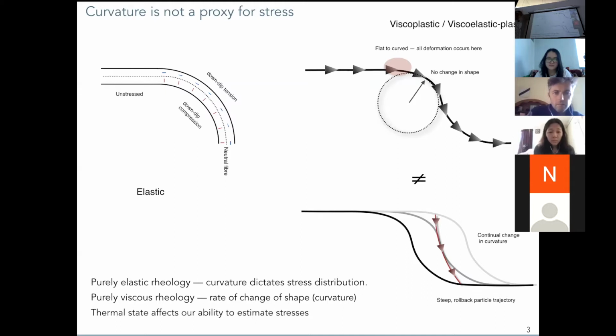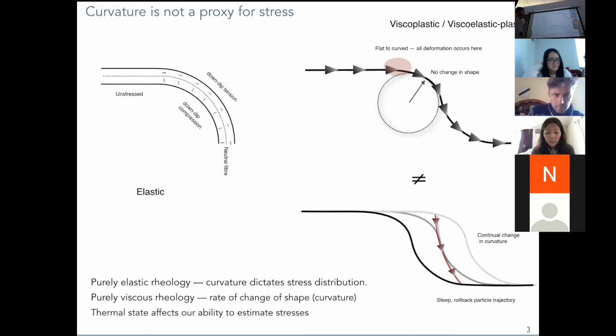If we're trying to understand the stresses in these systems, we do need to understand the difference between pure elastic behavior that you very often see in a textbook description of how to understand the dynamics of the subduction zone. An elastic plate is characterized by a particular property, which is that if you bend it, the curvature tells you exactly what the stresses are.